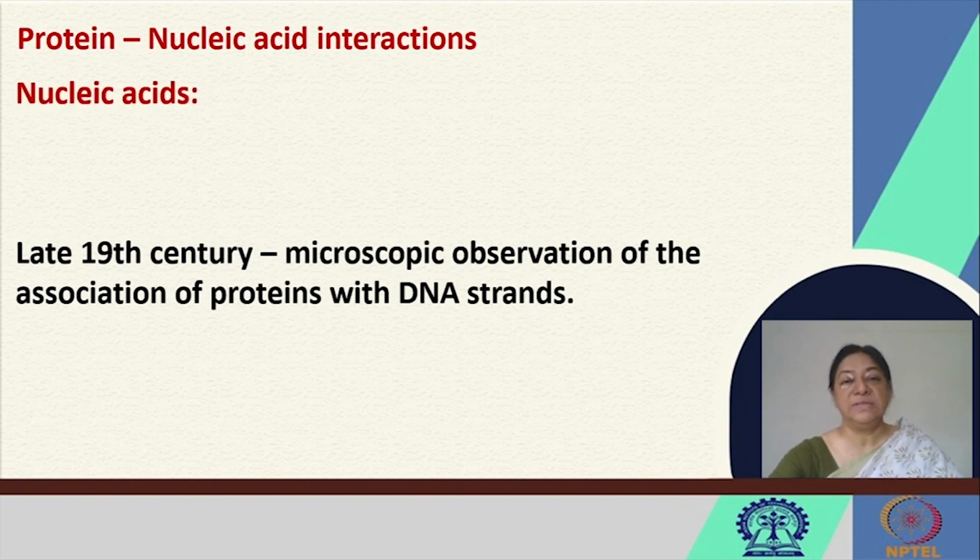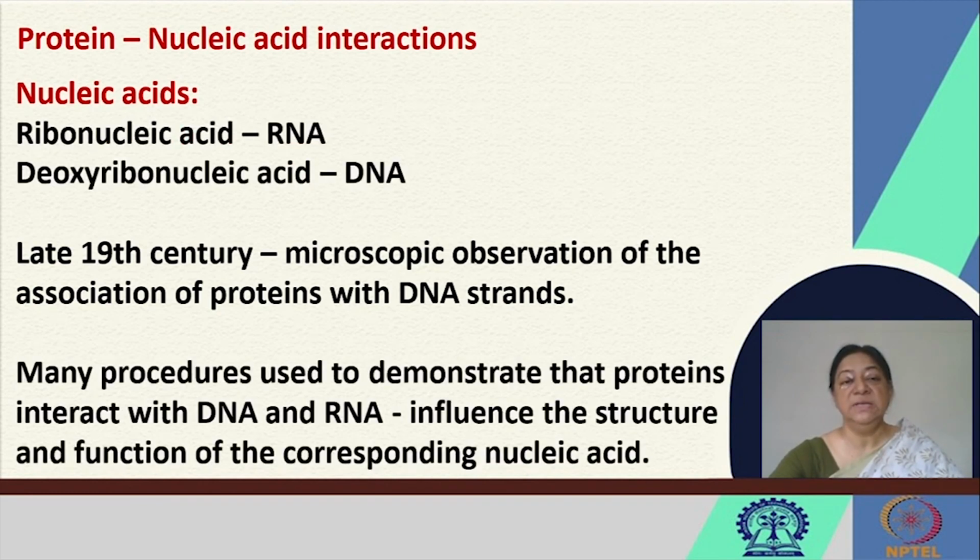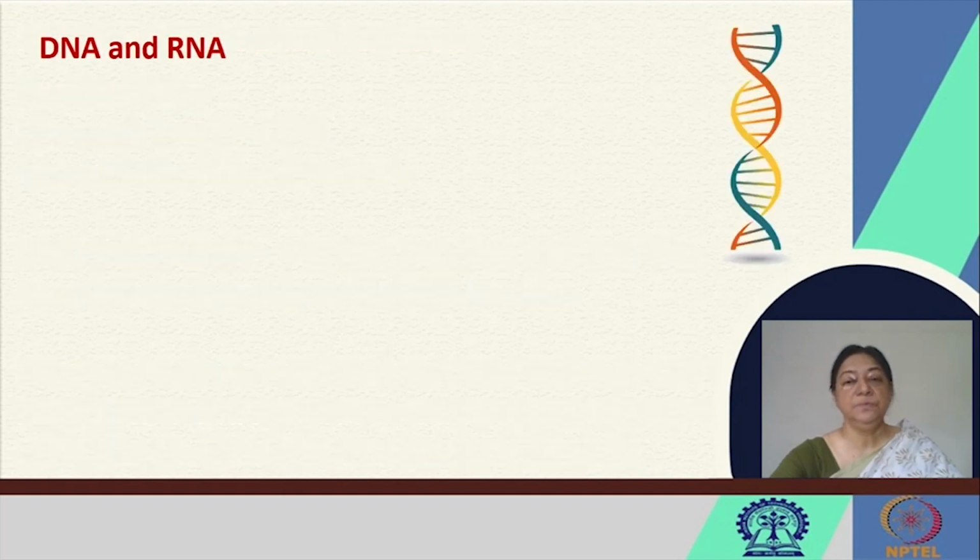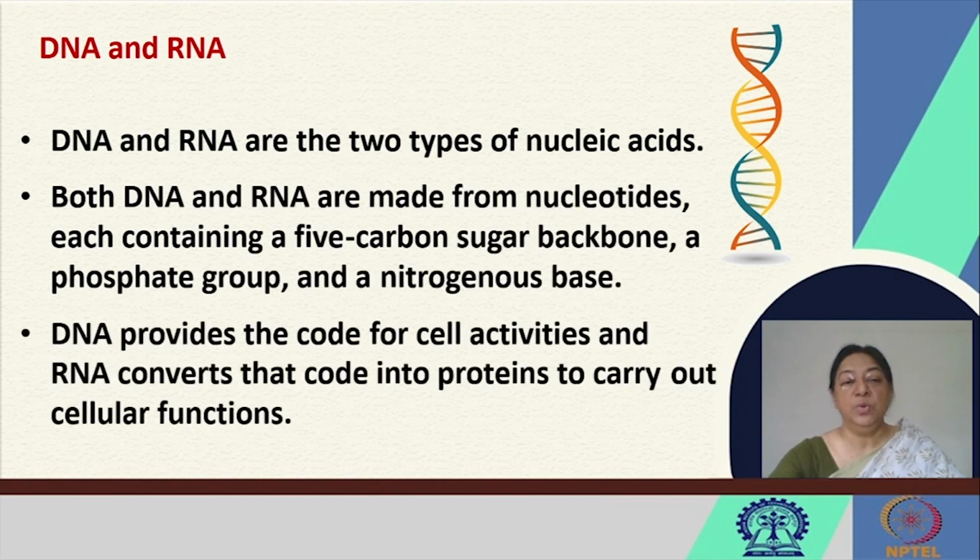If we look at these nucleic acids, we have ribonucleic acid, RNA, and deoxyribonucleic acid, DNA. There are many procedures now that are used to demonstrate that proteins do interact with DNA and RNA, and during the interaction, they influence the structure and the function of the corresponding nucleic acid that they are associated with. We will look briefly at the structures of DNA and RNA and see how they are important in the interaction with proteins. These are two types of nucleic acids.